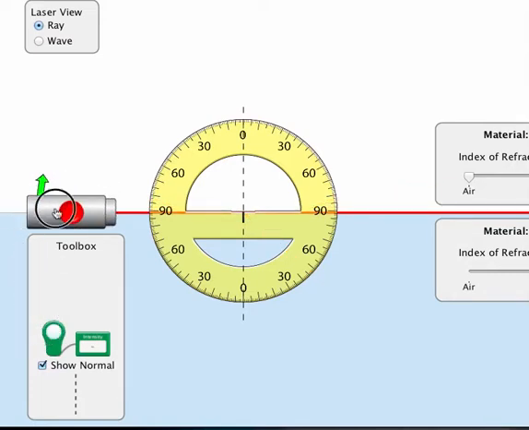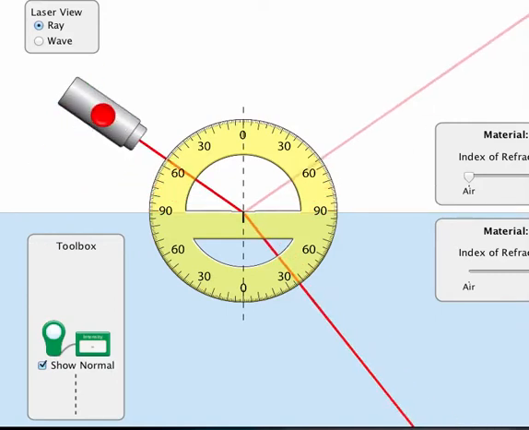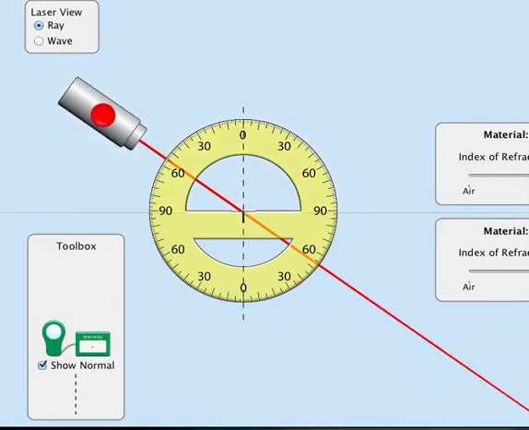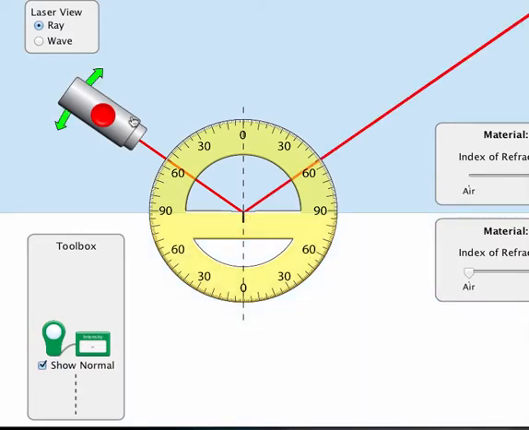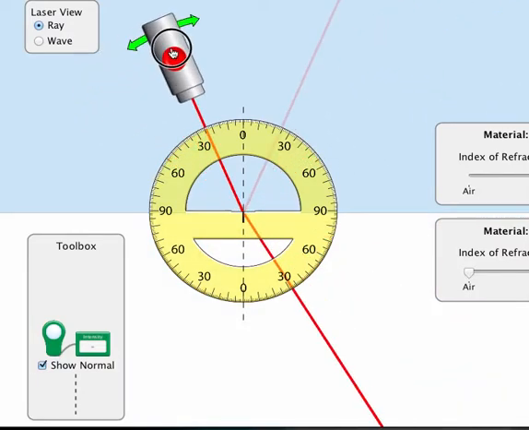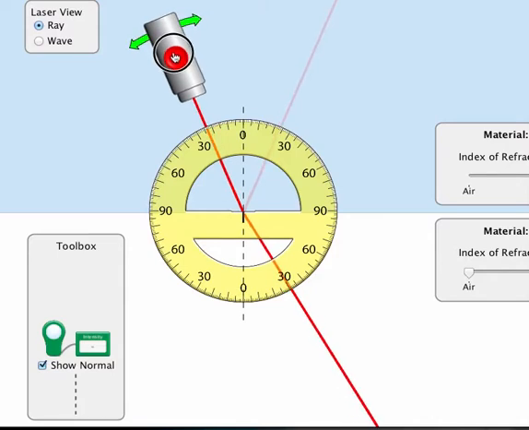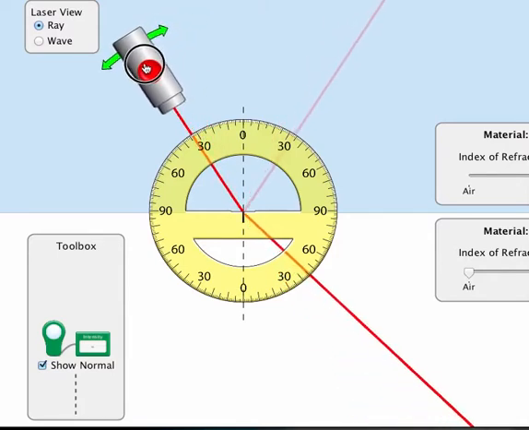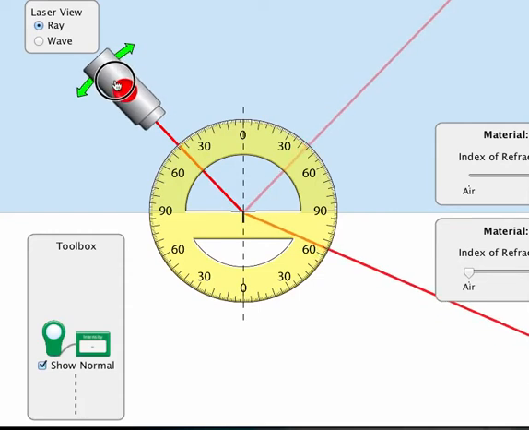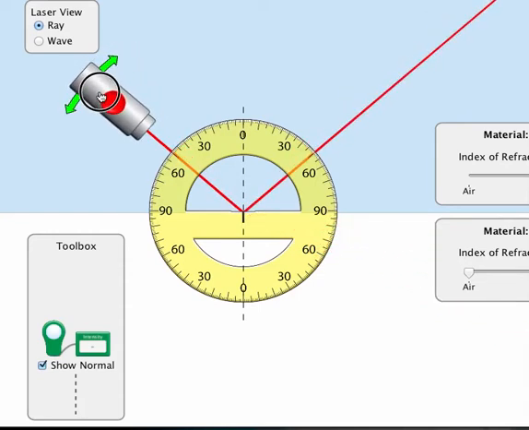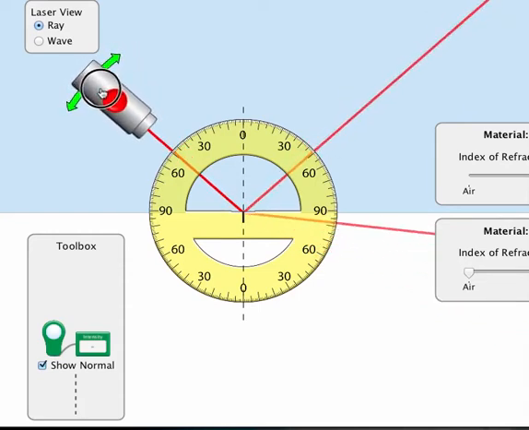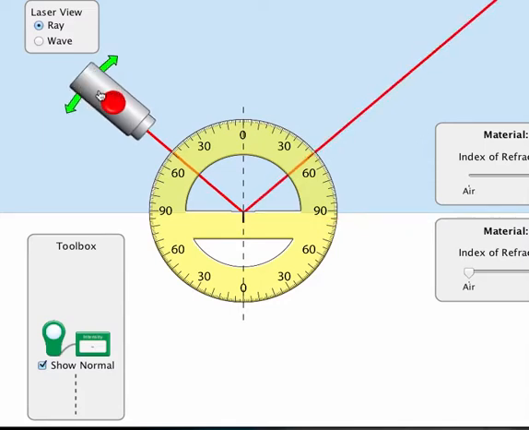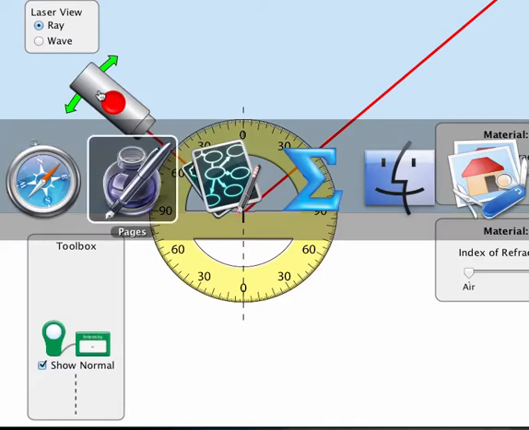Now if we start in the water, so we put the water as our top source, and we go into the air, you'll now see that the situation is reversed. You'll now see that the angle of refraction is bigger than the angle of incidence. When you hit a certain angle, in this case around 50 degrees, the angle of refraction becomes so big that it no longer refracts. This is known as total internal reflection, and the angle at which this happens for the first time is called your critical angle.